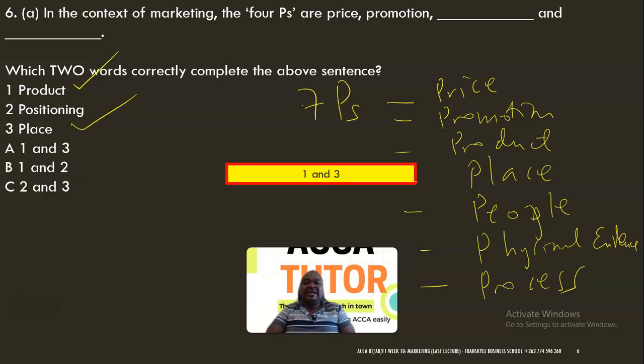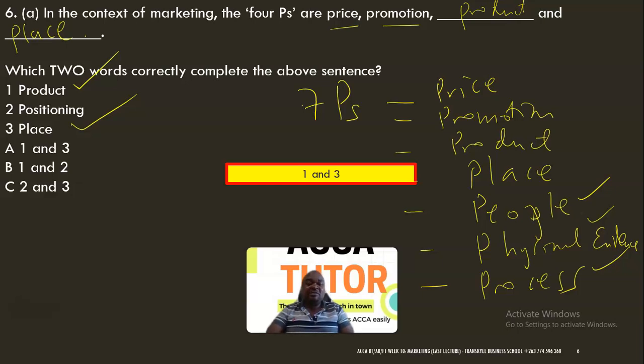So obviously the answers were 1 and 3. 1 was talking of the product, 3 the place. So obviously we are saying that there is price, promotion, product and place. Those were the 4 initial P's, the 4 P's. Then we added people, physical evidence, process. Please bear this in mind.